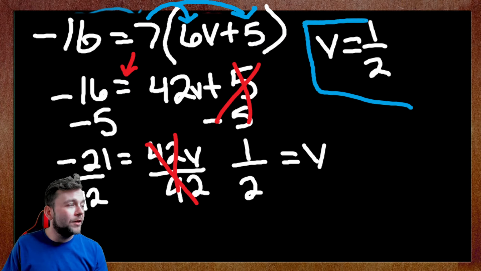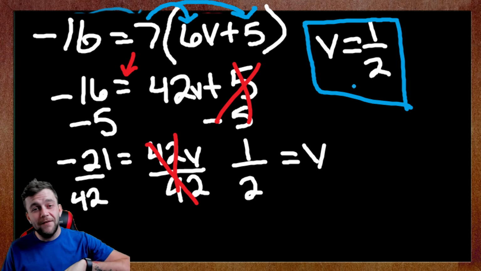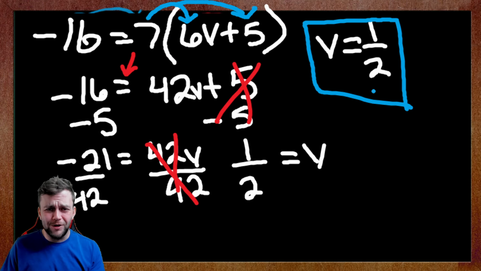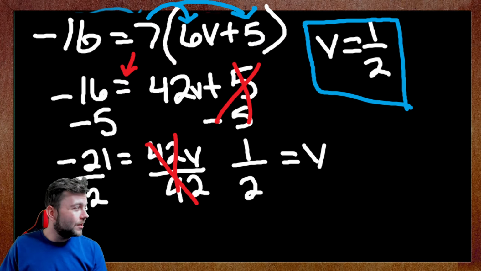If we really felt like doing a check step, we could take that v equals 1/2, plug it back into our initial equation, and just run the whole thing, right? But we don't want to do a check step. I mean, if you guys want me to do a check step, I'll do a check step, but nobody likes doing check steps. Okay, let's do a nice problem here.